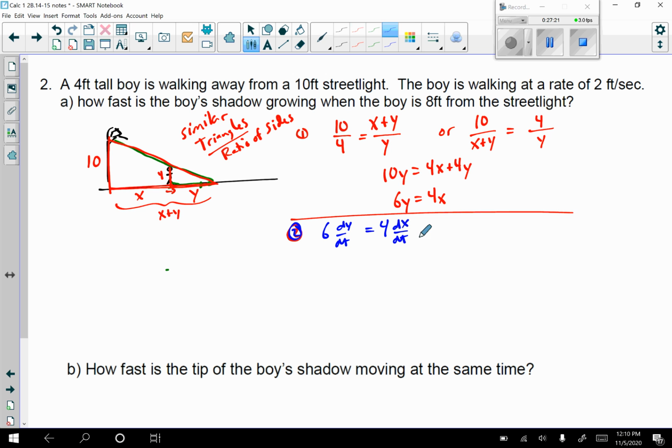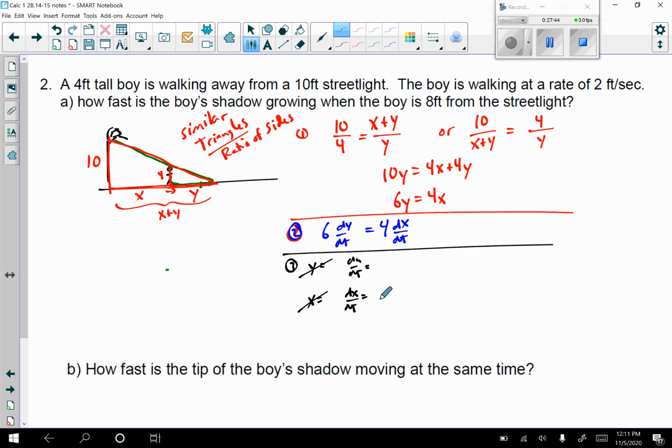When we're done with that, let's plug in. Step 3. Oh, we had a y, we had an x. Now we have a dy/dt and a dx/dt. Well, look at our derivative. There's no more y, there's no more x. We don't need them. So we only really need one variable to plug in, and the other variable we'll find.